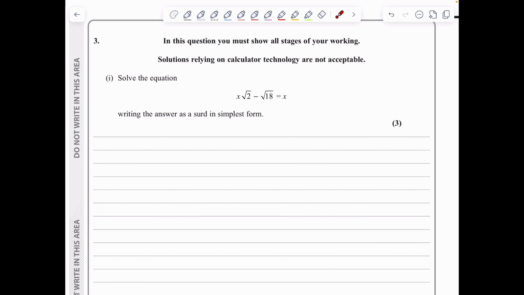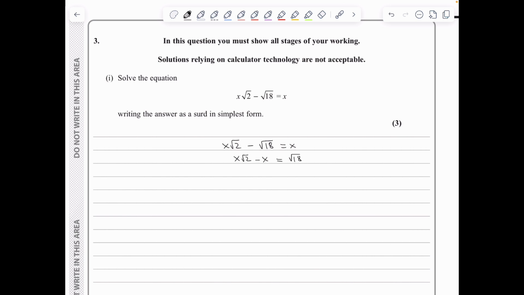So in the first part, we need to solve the equation x root 2 minus root 18 is equal to x, writing our answer in its simplest form in surd form. So x root 2 minus root 18 is equal to x. So I will collect the x terms on the left hand side. So we're looking at x root 2 minus x is equal to root 18.